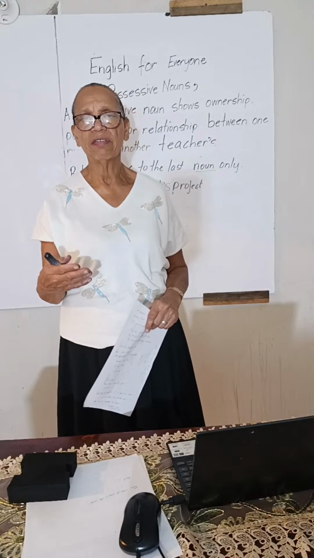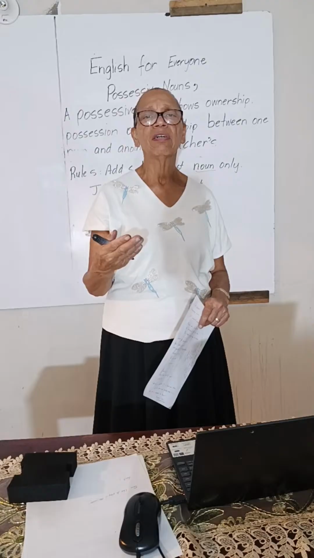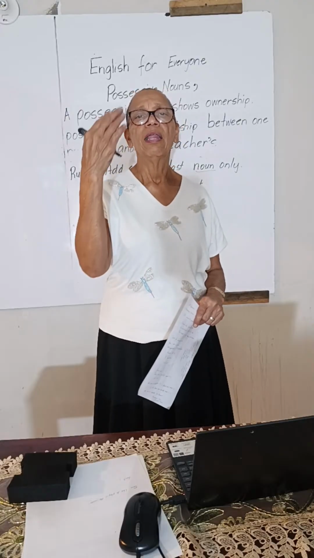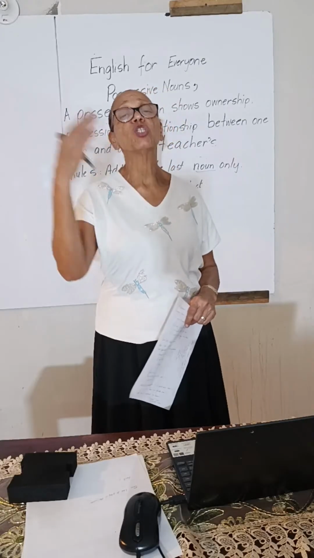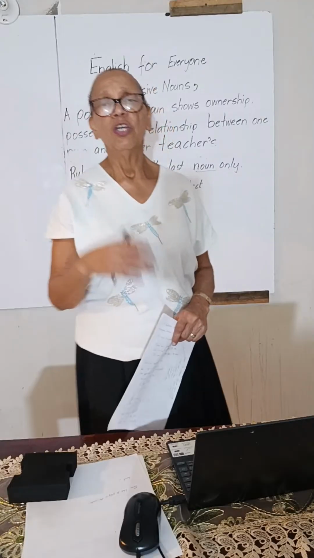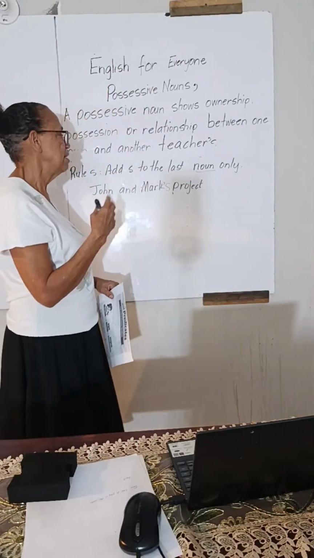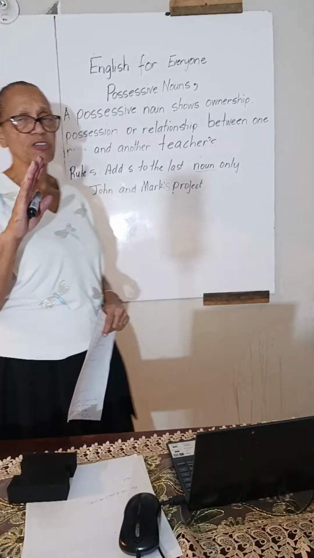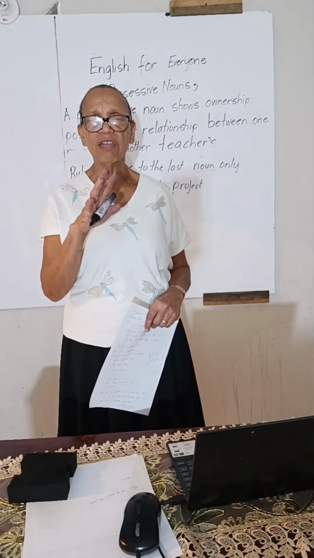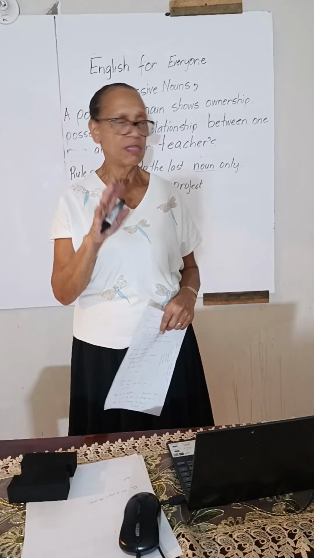Susan and Harry's laptop. But the laptop belongs to both of them. Let's say they are twins. They appear as twins. So it belongs to both of them. So you would say Susan and Harry's. You don't put any apostrophe on Susan, but you put the apostrophe on Harry, the last name.